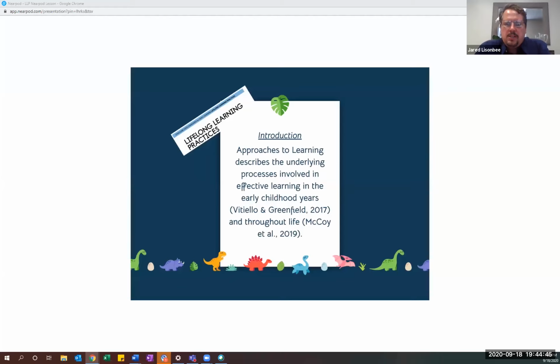So the introduction to the lifelong learning practices section talks a little bit more about this. It says, approaches to learning describes the underlying processes involved in effective learning in the early childhood years and throughout life.